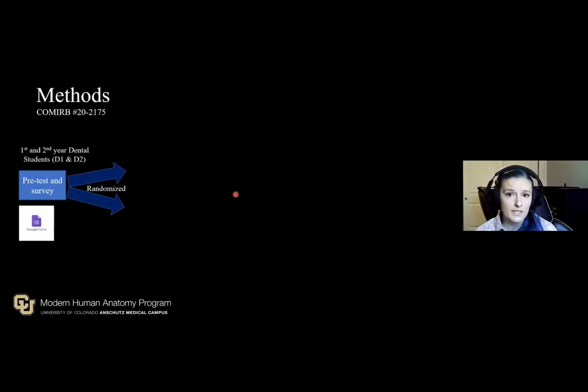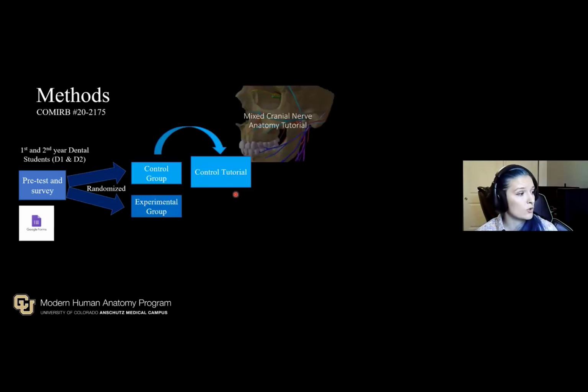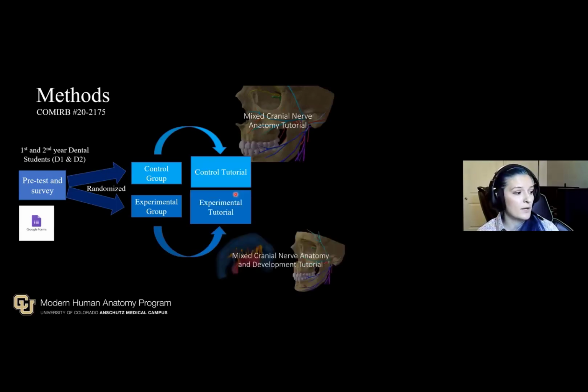The students were randomized into control and experimental groups. The control group was sent the mixed cranial nerve anatomy tutorial that did not have any embryology content. And then the experimental group was sent a tutorial that had the embryology of the pharyngeal arches, as well as the exact same content on the mixed cranial nerves. All the students were then sent a post-test and survey, 10 different questions covering the exact same gross anatomy content, as well as some survey items asking about what they felt about the resource, some strengths, some weaknesses, as well as some Likert scale questions that we'll get to.